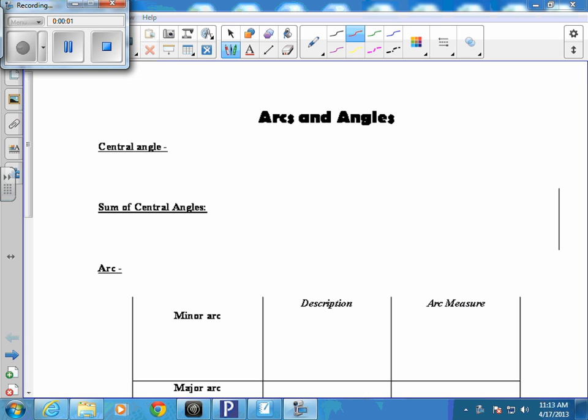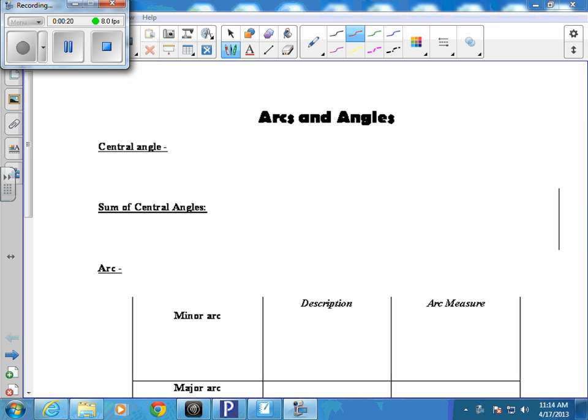Focus for circles is actually doing some measurements now with the arcs and angles: both central angles and how they relate to their arcs and measure, how inscribed angles relate to arcs and their measure, and how we can find arc measure and arc length.